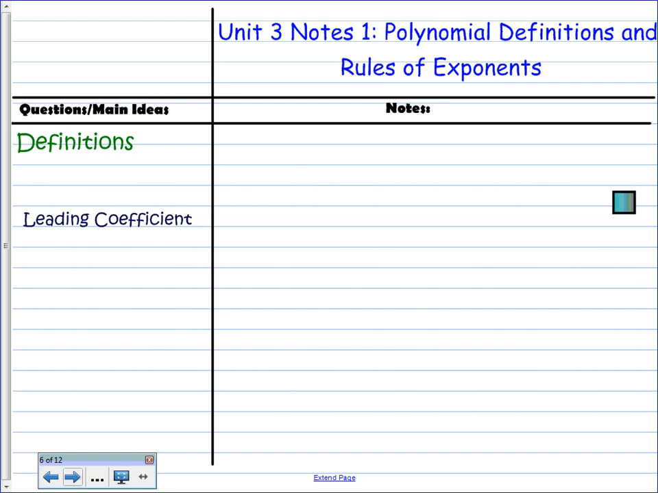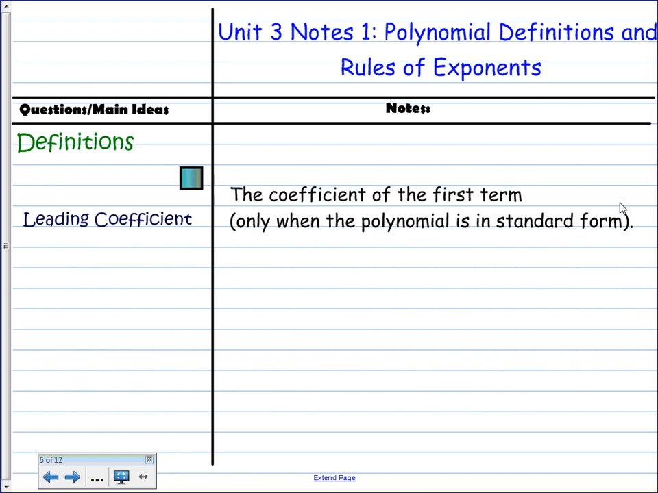All right, let's take a look at the leading coefficient. The leading coefficient is the coefficient of the first term, but this is only true if the polynomial is in standard form. That is a big deal, so make sure you put that on your sheet. Make sure you highlight that to yourself somewhere.